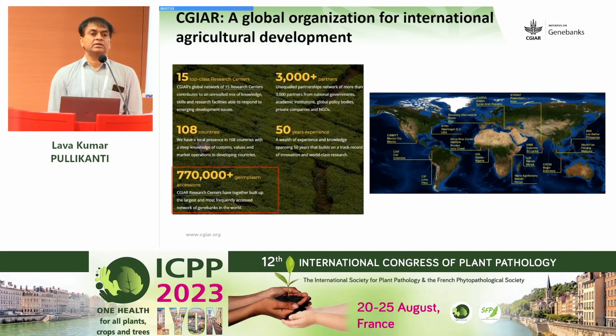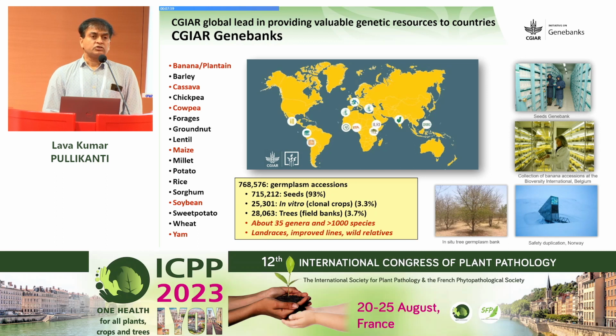So I represent the CG system. I'm coming from IITA. All my colleagues, as listed in the authors, represent 11 centers, all of which are involved in germplasm enhancement. CG does various things. One of them is safeguarding germplasm, which is nearly 700,000 plus accessions in its gene banks. And they are often used in the breeding programs and other genetic enhancement activities. So gene banks are often considered the crown jewels of the CG system.